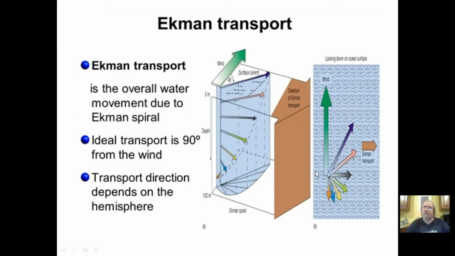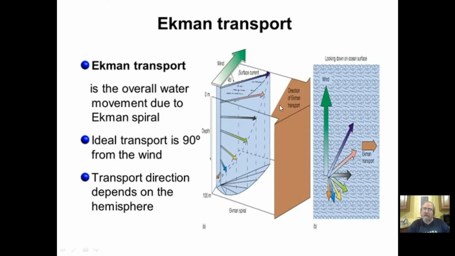Okay. So this is now the same idea. The Ekman transport is the overall water movement due to the Ekman spiral. Kind of see a little clearer here. You can see these little spikes here. You trace out this path. It does form a spiral. The ideal transport is 90 degrees from the wind. Transport direction depends on the hemisphere. This is showing it to the right. The wind's going this way. This is northern hemisphere. Southern hemisphere, with the wind going this way, it would be that way to the side.